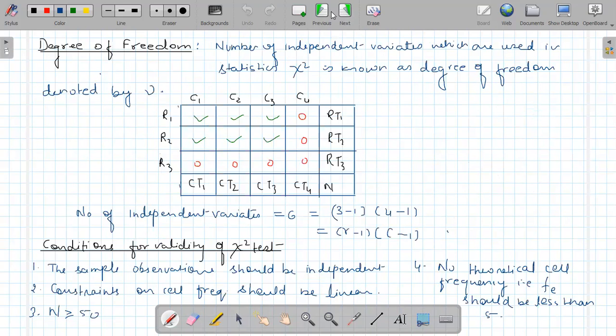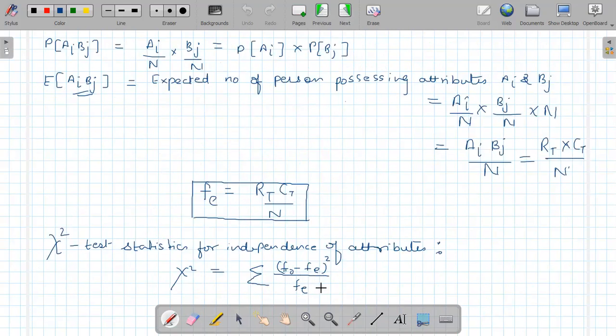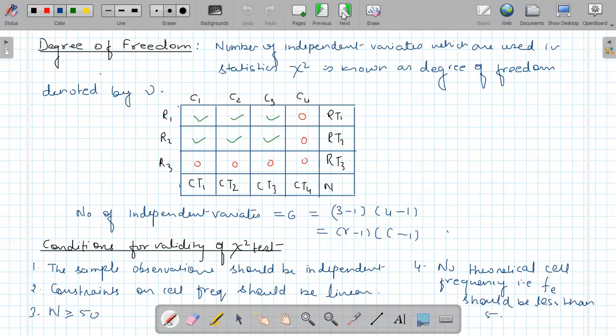So this is the expected frequency. We divide by the expected frequency for each and every entry and then add them all to get the value of chi-square. We will do one example to understand this. Next, we understand what the degree of freedom is, because we need the degree of freedom to find the tabulated value of chi-square. Degree of freedom is defined as the number of independent variates which are used in the calculation of chi-square.